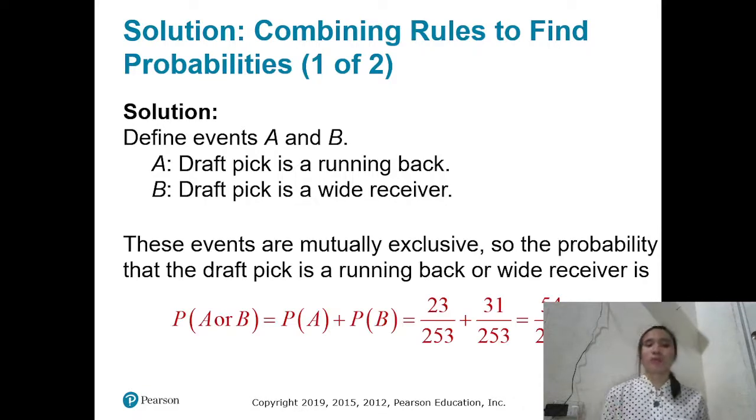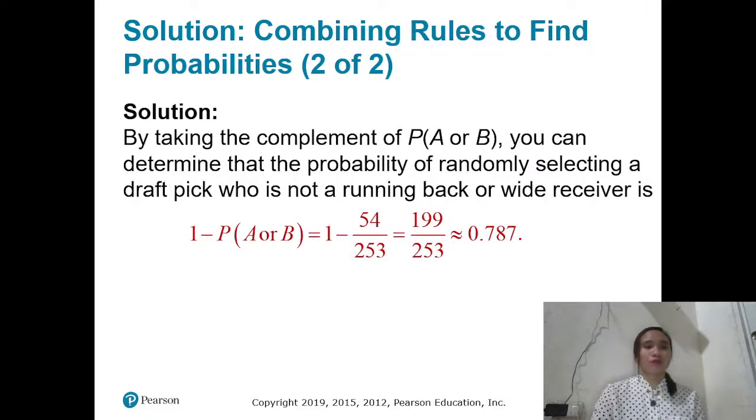These events are mutually exclusive, so the probability that the draft pick is a running back or wide receiver is the probability of A or B, which is equal to the probability of A plus the probability of B, equal to 23 over 253 plus 31 over 253, which is equal to 54 over 253. Solution.